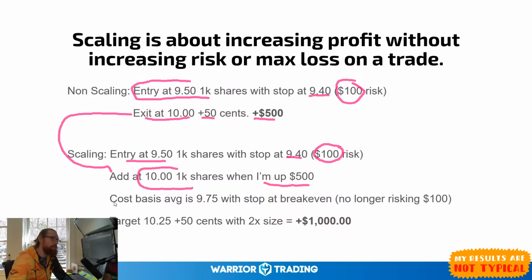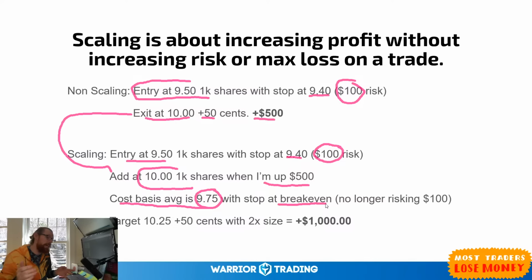So now the cost basis moves up to 975, right? So your average price is 975, but you're holding 2,000 shares. And at the current price of $10, you're still up 25 cents. So now you can set a stop at break even, which means now you're holding a 2,000 share position and your risk is back to break even. That means you're actually not risking a loss.